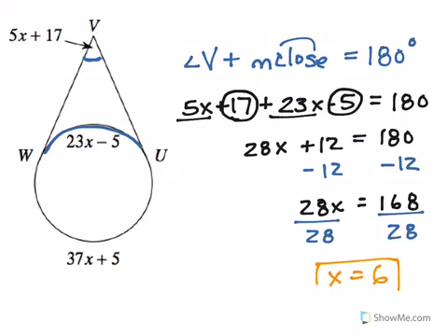So a little bit faster method here if you can remember the relationship when I have two tangents between the angle and the close arc.